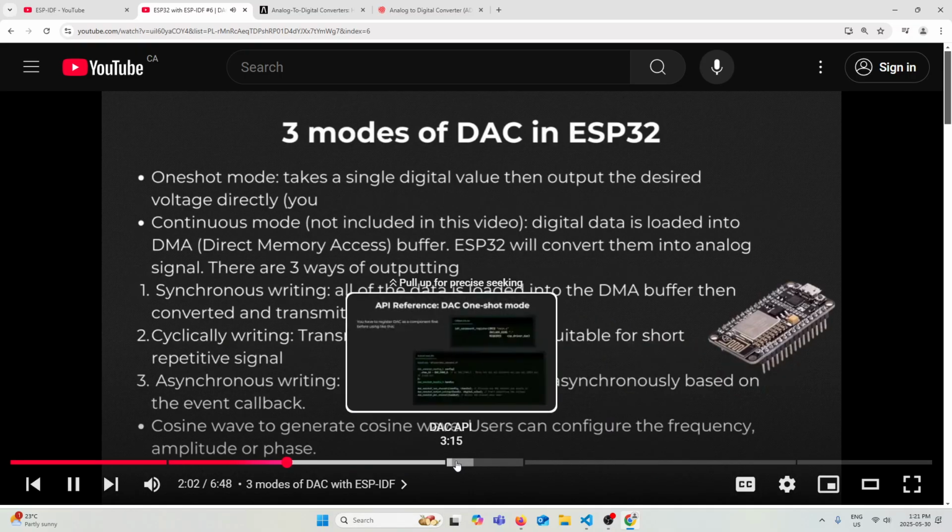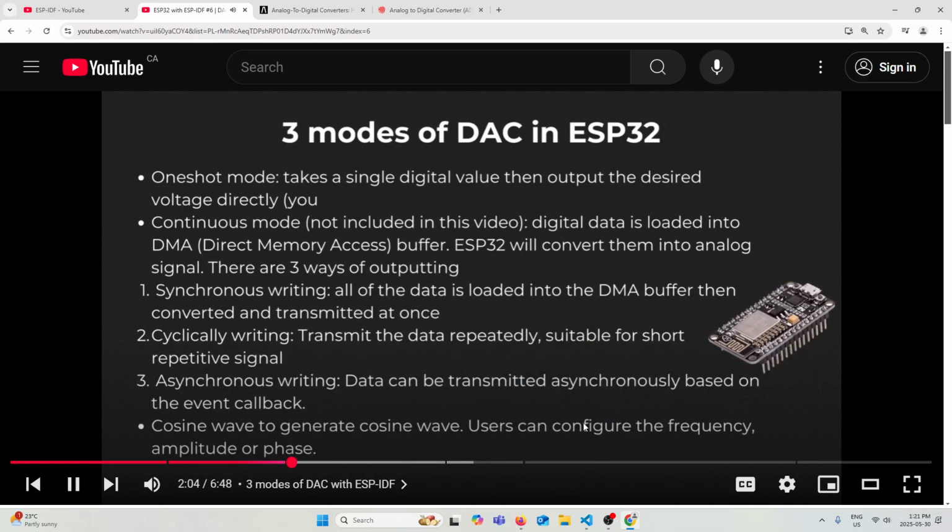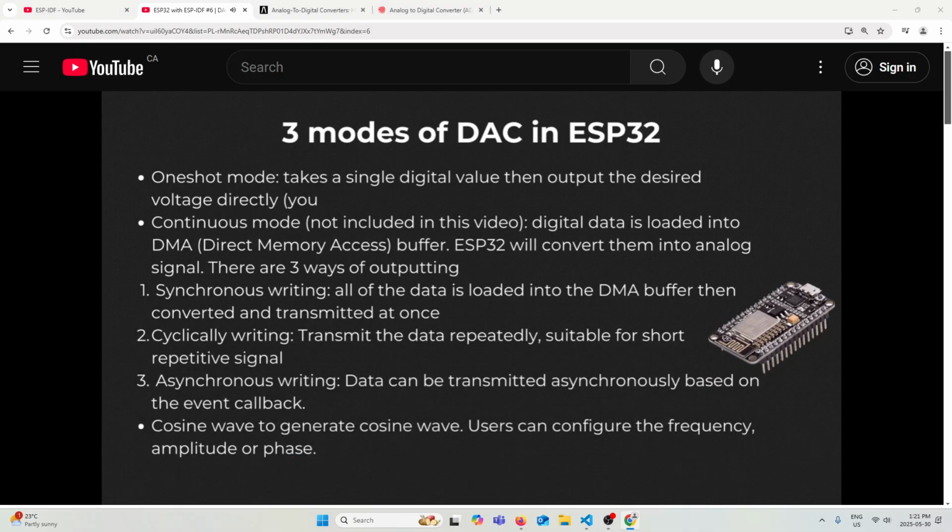Coming back to the topic of using ESP32's DAC. In ESP-IDF 5.4, which is the current stable version, there are 3 modes of using DAC. Direct voltage output, or one-shot mode. This is pretty self-explanatory. Note that you can output even in ISR, or interrupt handler. Continuous mode, where ESP32 outputs analog values using DMA, or direct memory access. Cosine mode, to generate cosine wave. Of course, you can configure the frequency, amplitude, or phase.